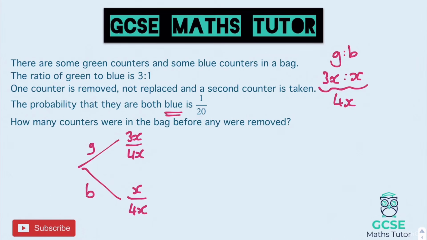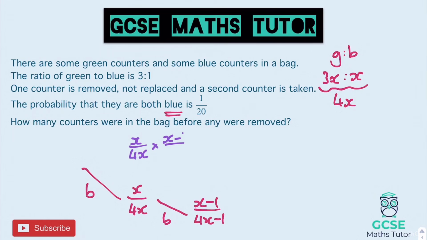Now I'm not going to construct the whole tree here, because what we're really interested in is blue again. And blue, if we took one out, it would be x minus 1, and on the bottom there we would have 4x minus 1. Okay, so I'm going to remove the top part of my tree there, we don't need that anymore, and we'll have a look at how we're going to construct this next part. So obviously what we need to do is multiply these together, moving across the tree. So we have x over 4x, and we are multiplying that by x minus 1 over 4x minus 1. And that's going to equal 1 over 20.